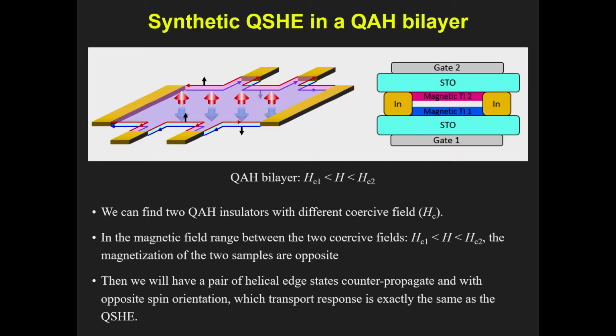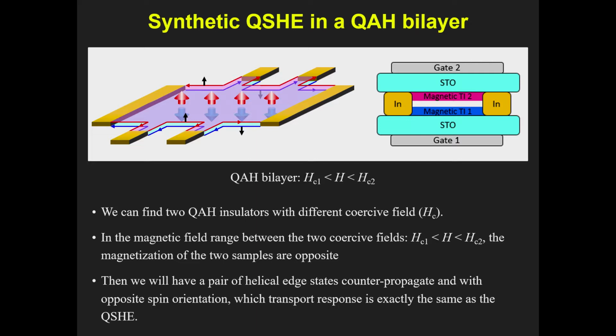So this is a schematic structure for the device. If we can have two quantum anomalous Hall insulators with opposite spin orientation and opposite momentum of the edge state, they may realize this synthetic quantum spin Hall. So what we do is we find two magnetic topological insulators with different coercive fields. So in the strong magnetic field, they are aligned together, but with the reverse magnetic field, one of them is flipped first. So in this regime, we will realize this structure. So basically, it's two quantum anomalous systems stacked together to form this bilayer.